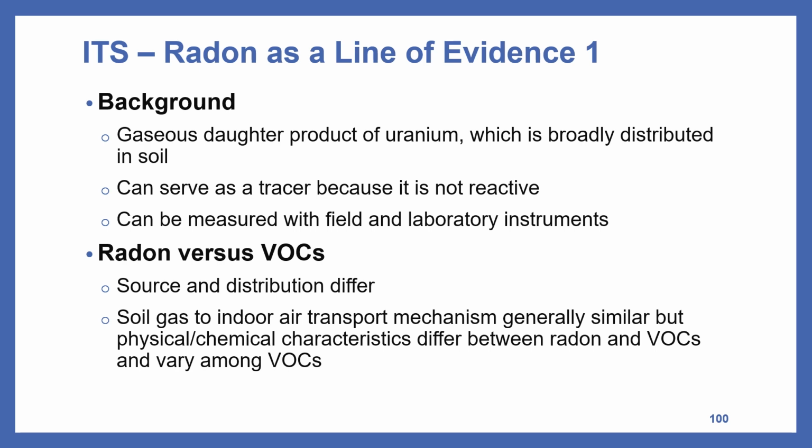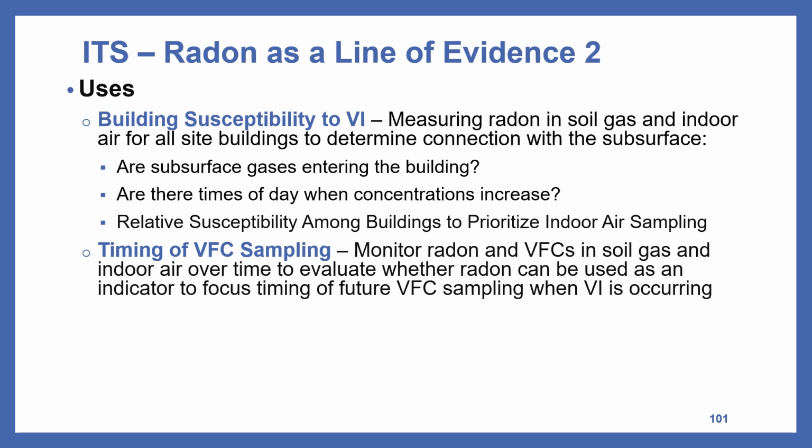This slide points out a couple of uses for radon as a line of evidence. So one is evaluating building susceptibility to VI. And in this situation, you would measure indoor air radon and soil gas radon at multiple buildings to see whether radon concentrations are higher in certain buildings, and you could prioritize those for VFC indoor air sampling. Another option is to see if you can monitor radon and VFCs in soil gas and indoor air over time. See if there's a correlation. Is radon a good indicator when it increases, whether VFCs are increasing? And then you could use radon in an ongoing manner to determine when to sample VFCs in indoor air when VI is occurring.